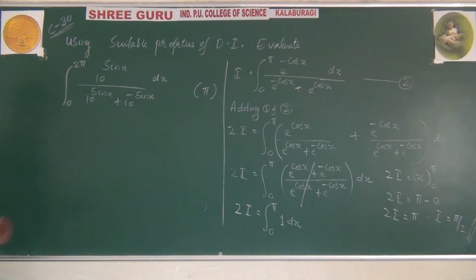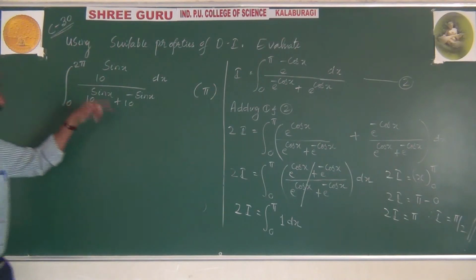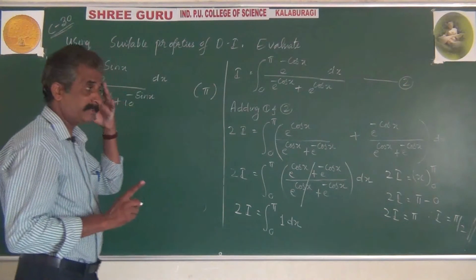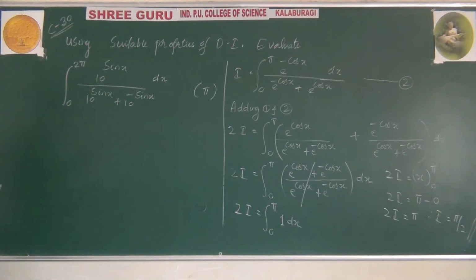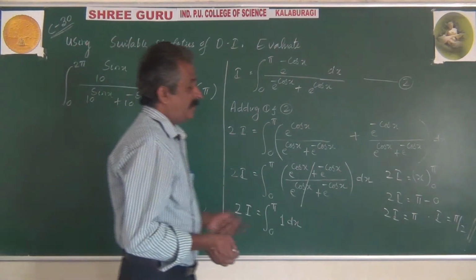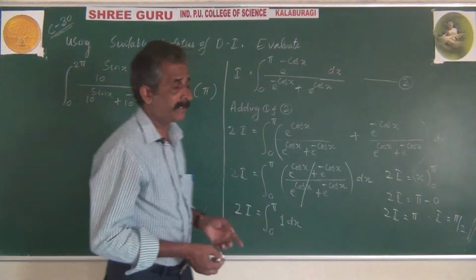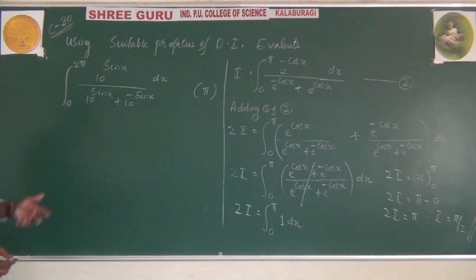Just like last problem type, take I, replace x by 2 pi minus x, sin of 2 pi minus theta is minus sin theta, add integrals, take LCM, everything cancels out, 1 dx, integration of 1 dx is x, putting limits 2I equal to 2 pi, hence I equal to pi. So like this, any other kind of examples may arise under problem number 4. There is no change in solving mechanism.